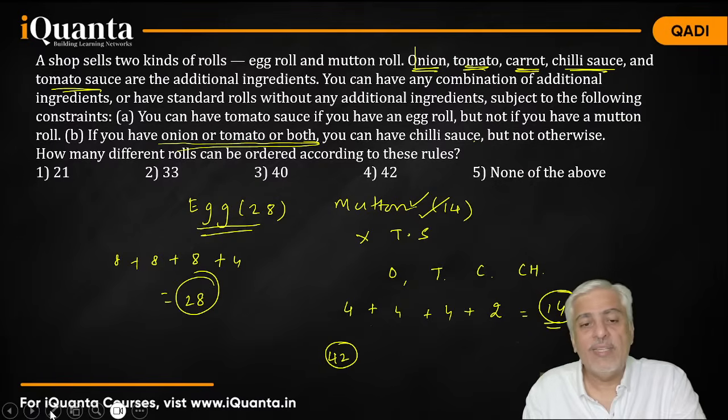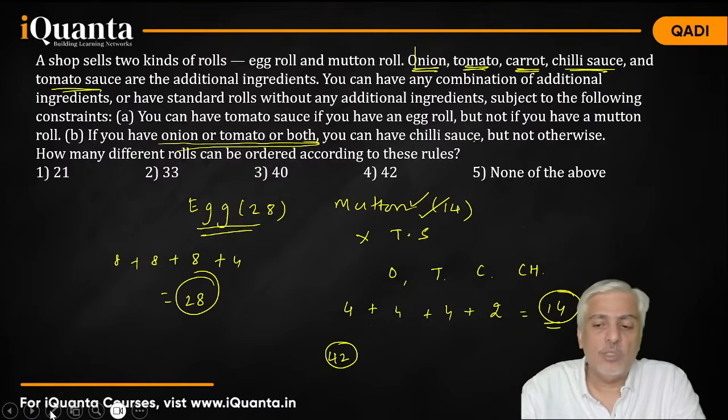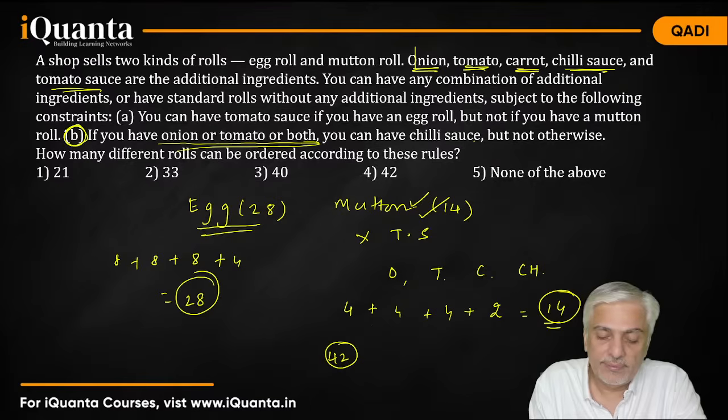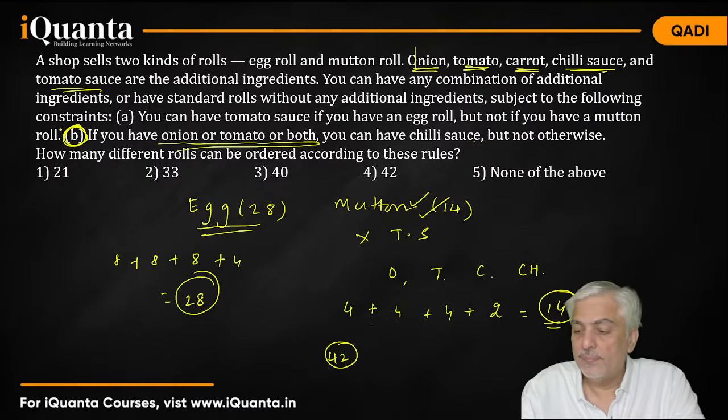You can also work on the invalid. Suppose nothing was invalid. How many different rolls could you order? A shopkeeper sells 2 kinds of rolls, egg and mutton. Okay, suppose let's talk only about mutton roll. If you narrow down to mutton roll, how many mutton rolls can you order if this condition about the chili sauce was not there? Pay attention, everybody. So I'm asking you, if you had no conditions, this B condition was not there, then how many rolls could you order?